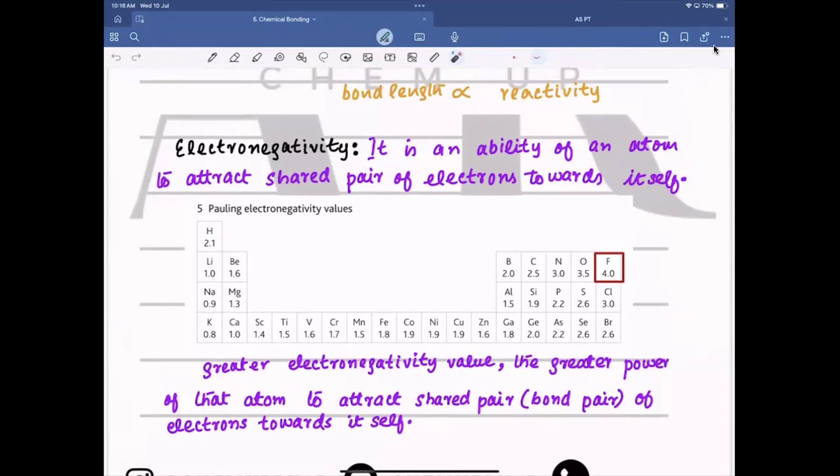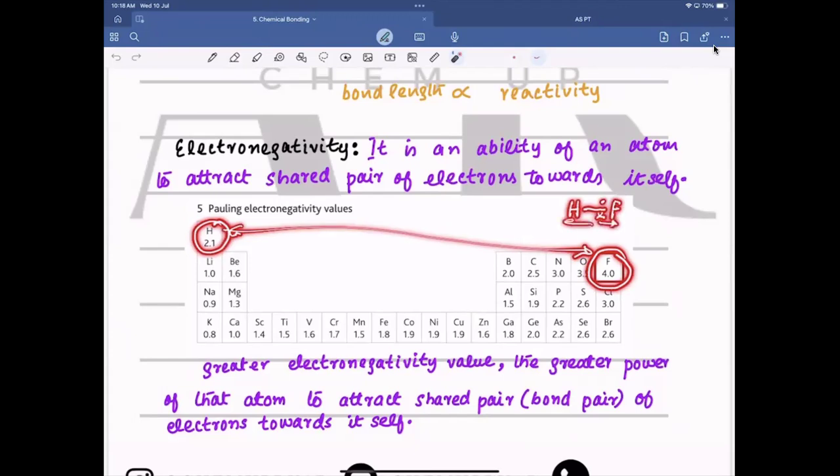a greater share of the bond pair with it. For example, if it is going to bond with hydrogen, let's suppose. See, what would happen? For example, this is the bond. Due to its higher electronegativity, this pair of electrons is closer to the fluorine as compared to the hydrogen.